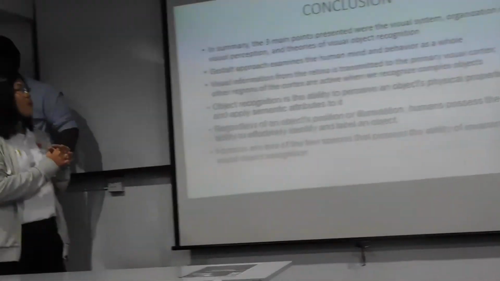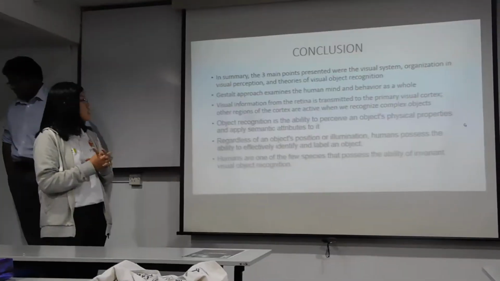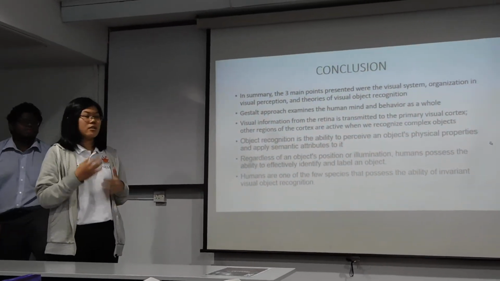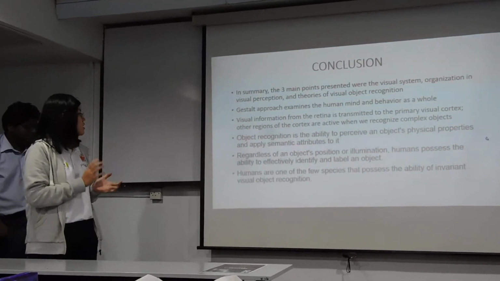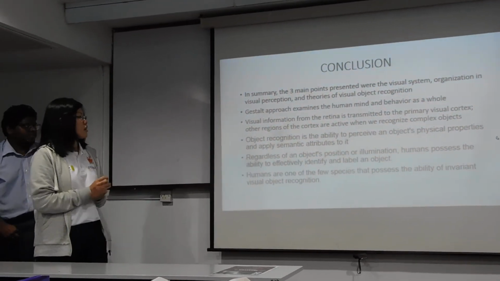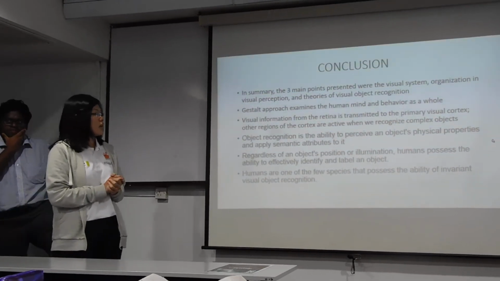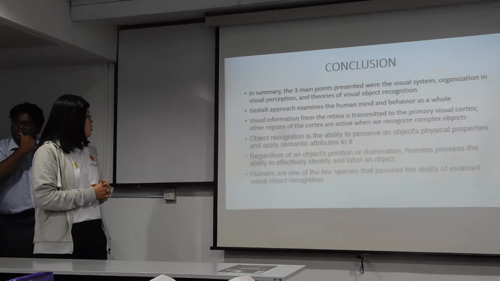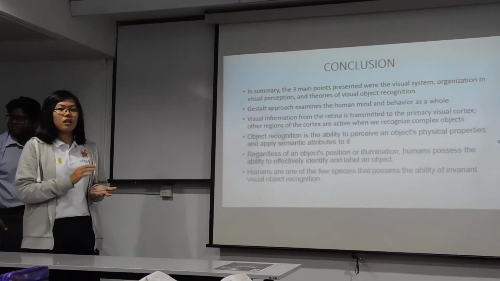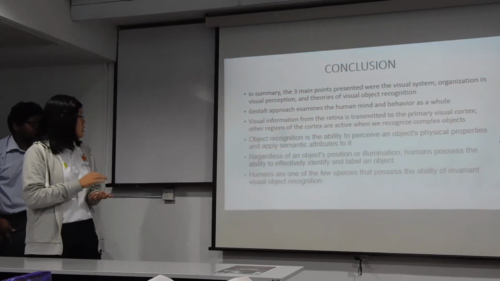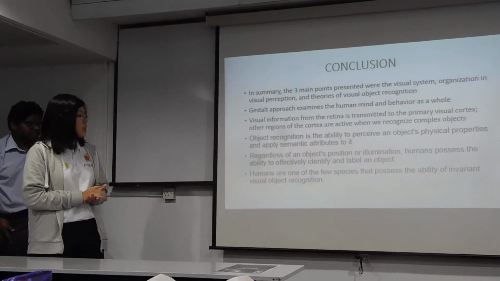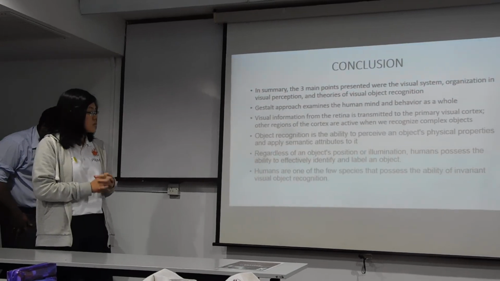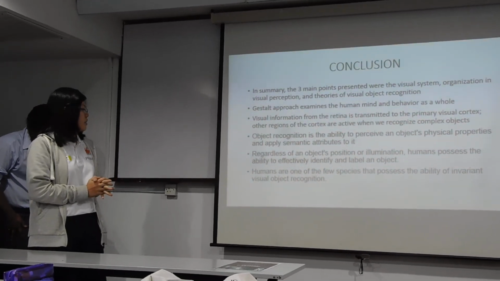So the three main points presented are visual system organization in visual perception, and the Gestalt approach examining the human mind and behavior as a whole, not individual parts. Object recognition is the ability to perceive an object's physical properties and apply semantic attributes to it. Regardless of the object's position or illumination, humans possess the ability to effectively identify and label an object. So humans are one of the few species that possess the ability of invariant visual object recognition.